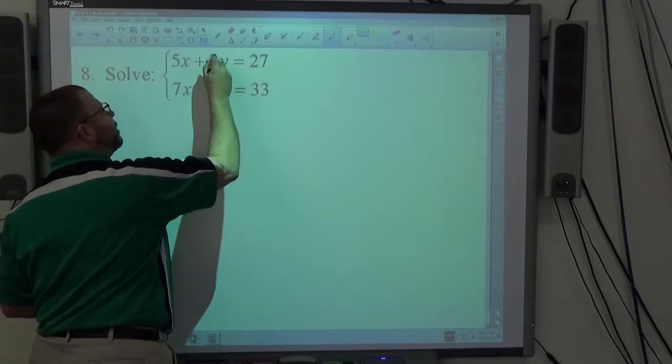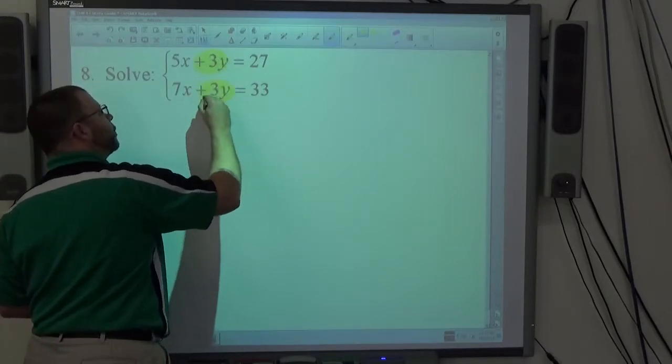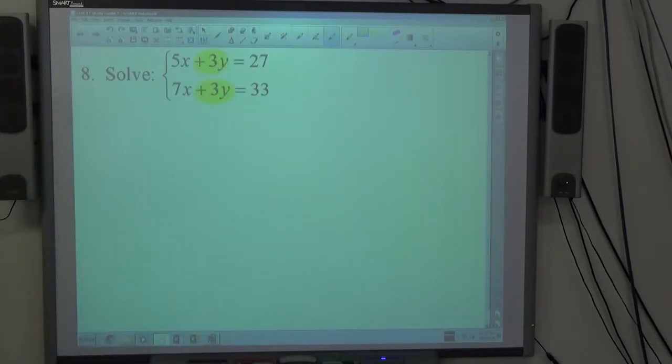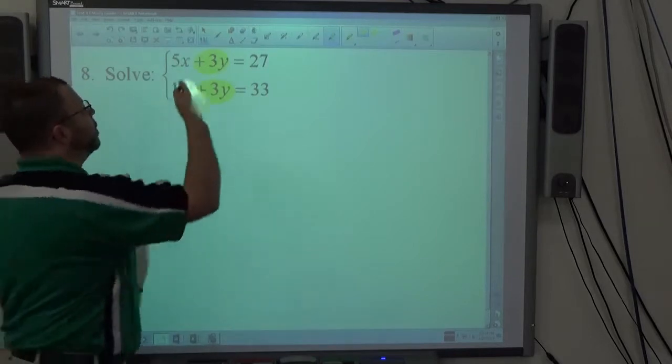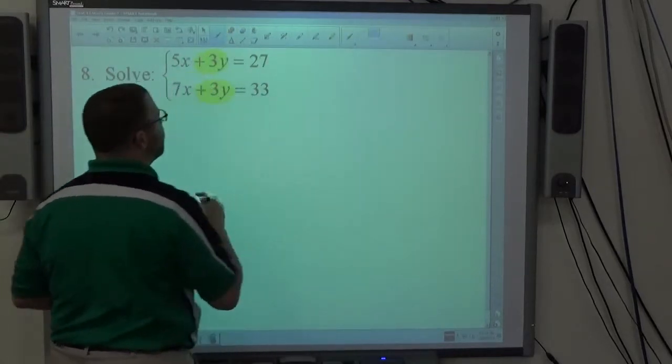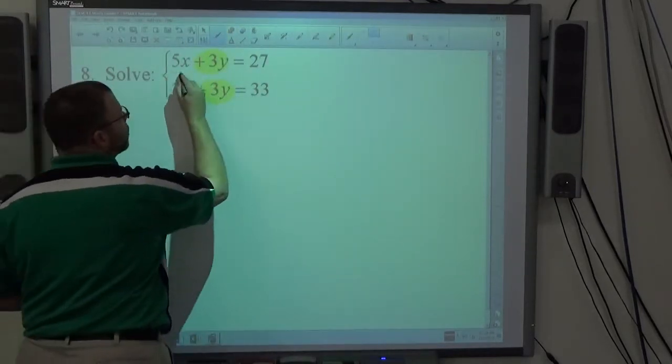In this case, the fact that this is 3y and this is also exactly 3y, they're exactly the same thing, makes getting rid of y very simple. It is required that they have different signs though, so they're both positive, that's an issue. The first thing I would do is change all the signs in one of the equations, doesn't matter which one. I'm going to take this one.